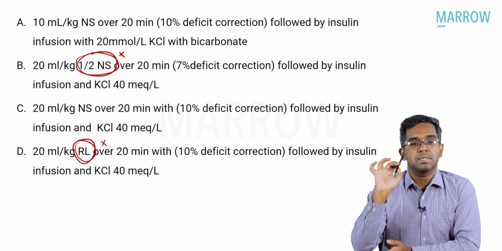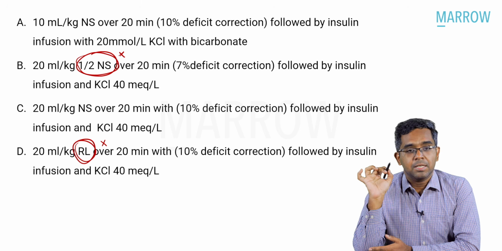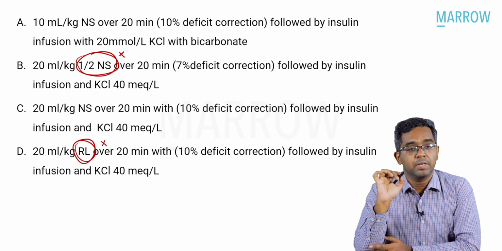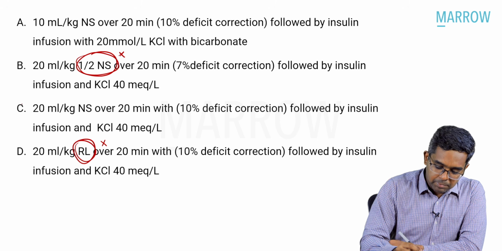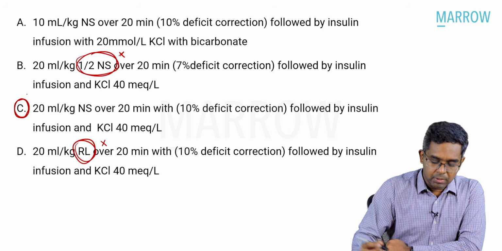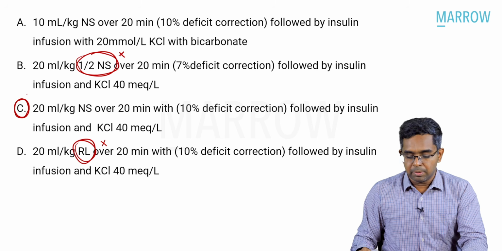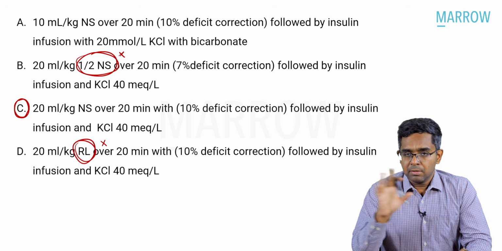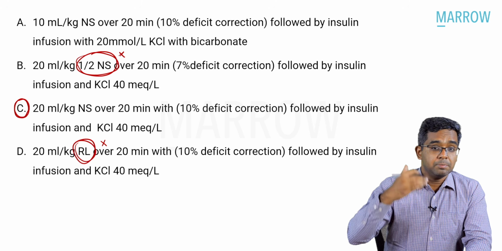So only two options are left. Is it 10 ml per kg NS over 20 minutes or 20 ml per kg NS over 20 minutes? It is 20 ml per kg NS over 20 minutes only, because 10 ml per kg NS over 20 minutes will be an under correction. That's what you need to remember. Remaining things are all okay only. Previously questions have been based on that also, right?